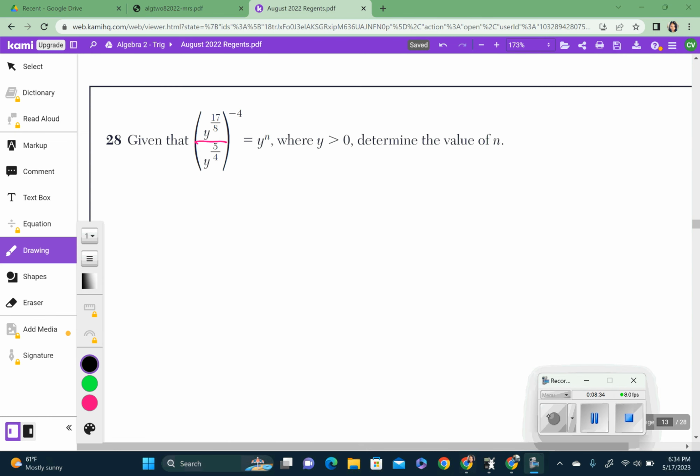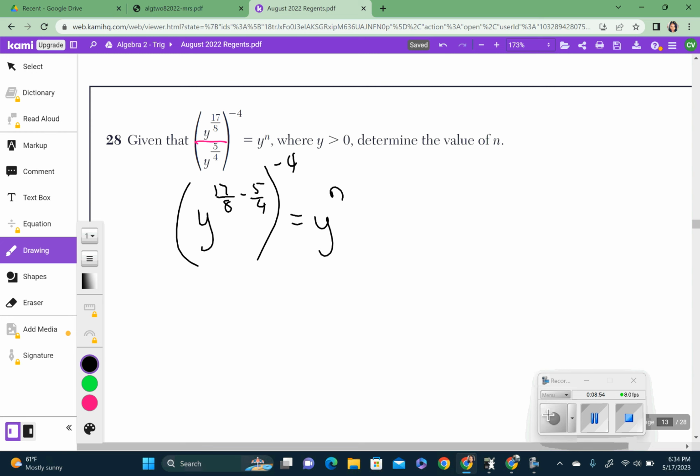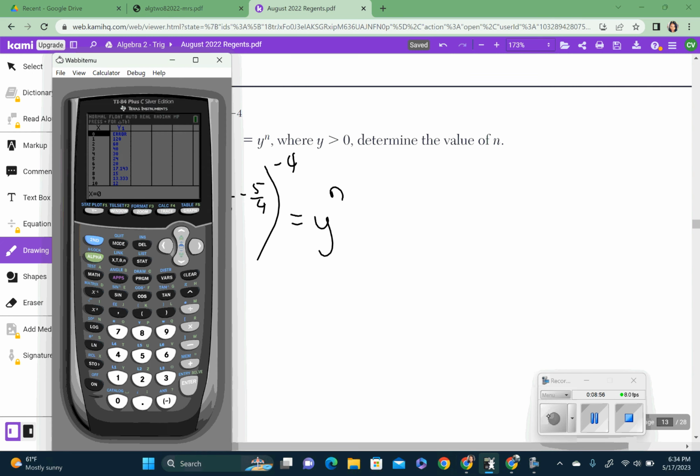For our next question, we have a division. We do need to remember from Algebra 1 that when we are dividing, we are subtracting exponents. So 17 over 8 minus 5 over 4. And we have to set this equal to y to the n. So let's go. And with this whole thing, can't forget that it's raised to the negative 4th power. So let's take our calculator and plug that into the calculator.